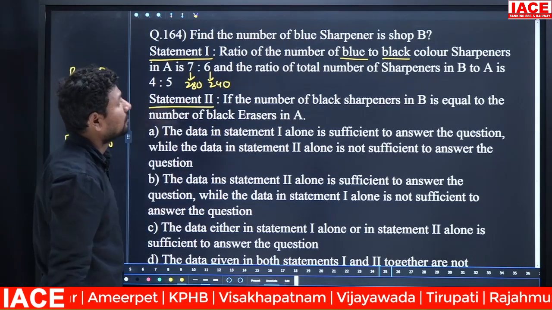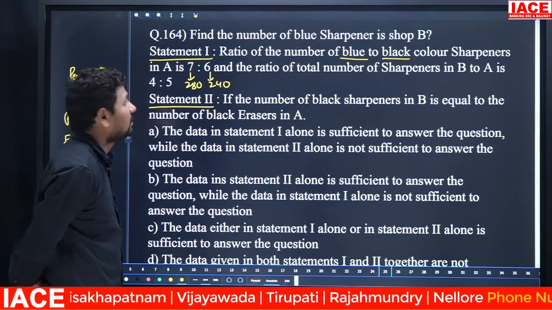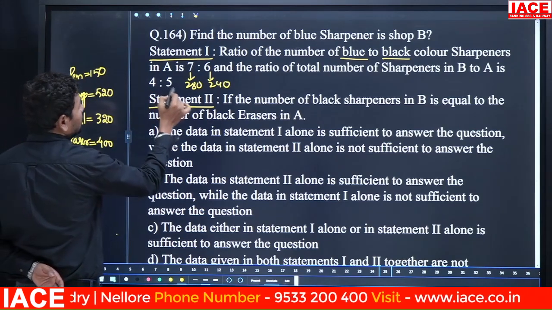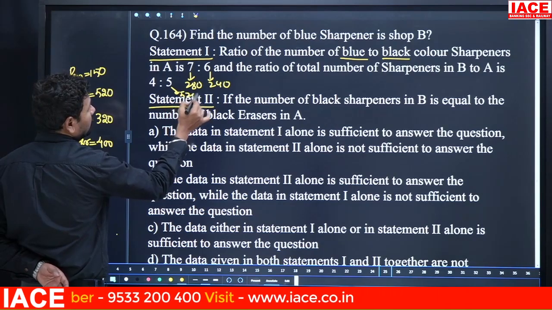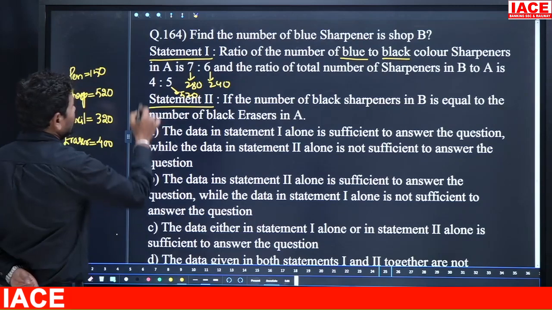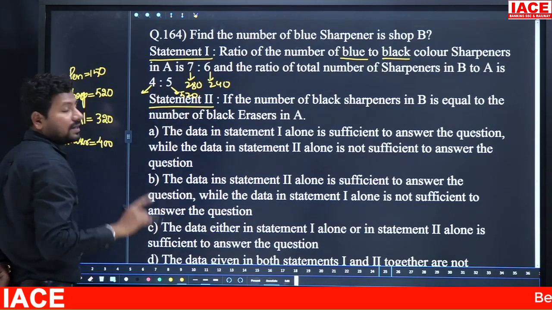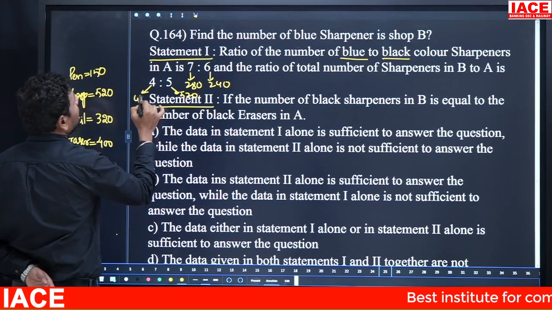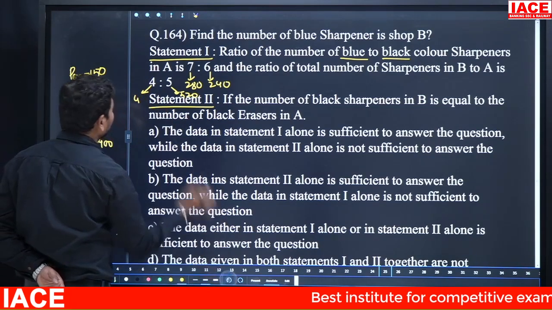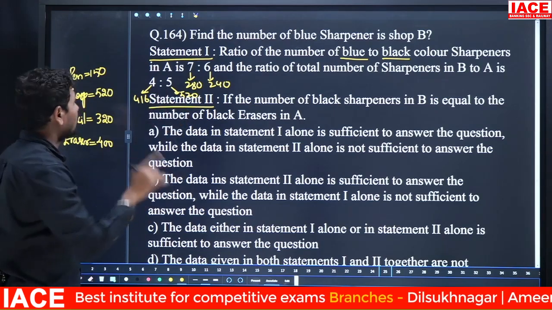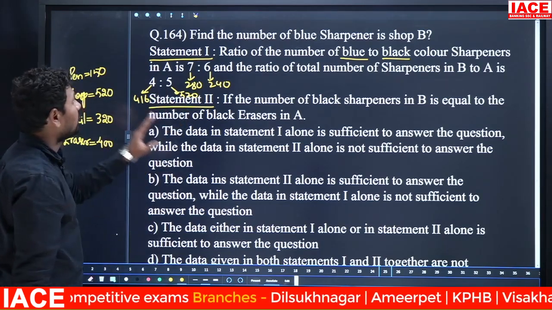And the ratio of the total number of sharpeners in B to A is 4:5. So 5 parts is equal to 520. Based on this we have to calculate 4 parts also. 1 part is equal to 104. Then 4 parts is equal to 416. Now you know the B item value.